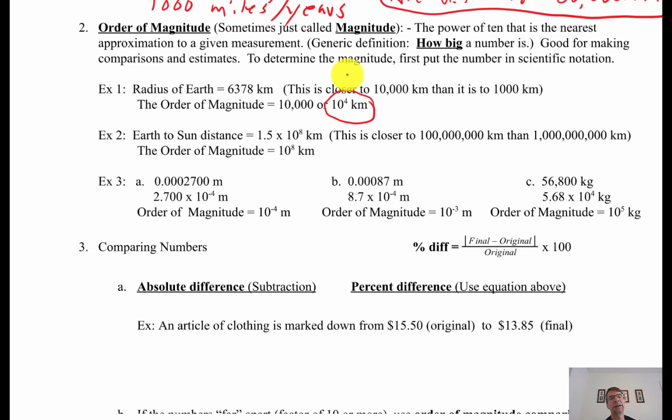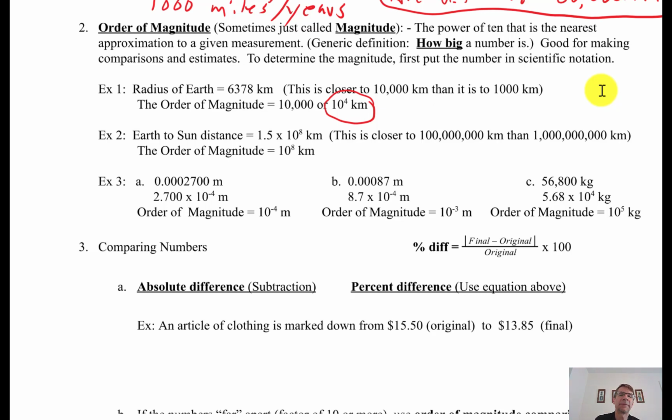Here's another example. Distance to the sun. Once again, you want to put this in scientific notation: 1.5 times 10 to the 8th. Well, 1.5 times 10 to the 8th is closer to 100 million, if you write it out with all the zeros, than it is to 1 million. Let's double check that. Yeah, 1.5 times 10 to the 8th is 150 million kilometers.